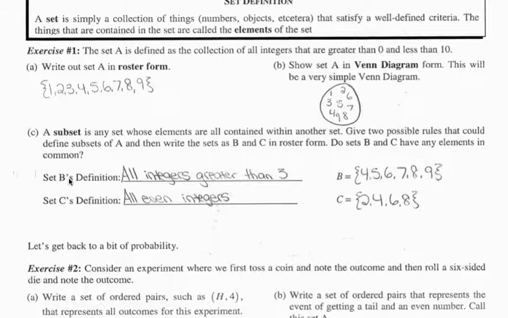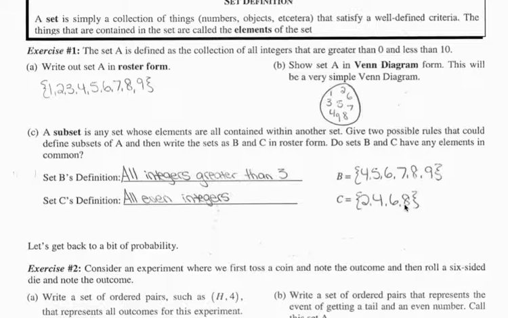So set B is going to be defined as all integers greater than 3. So over here you'll see our roster form, B equals, then we have our squiggly brace, the values that are within our set A that are greater than 3. So that includes 4, 5, 6, 7, 8, and 9. Our second subset is set C, and its definition is going to be just all even integers. So here we are showing in roster form set C, the subset of A, is going to be 2, 4, 6, and 8.